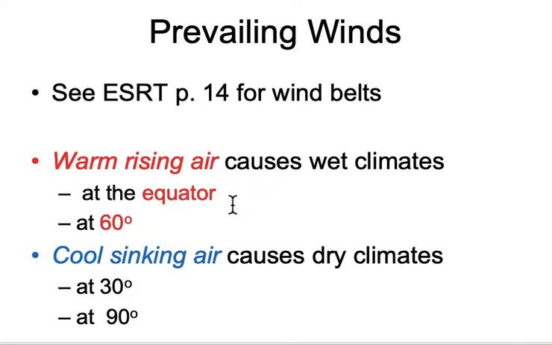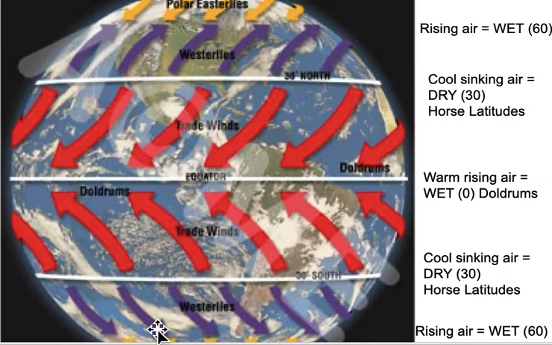And it just so happens that rising happens at the equator, because it's so warm, and at 60 degrees. And it sinks at 30 and 90. And this causes some wet and dry zones that are very predictable on the globe. So let's start at the equator. At the equator, you get a lot of direct sunlight, so you're getting a lot of rising air. So this one is always going to be rising air. You're going to get wet conditions here, always at the equator.